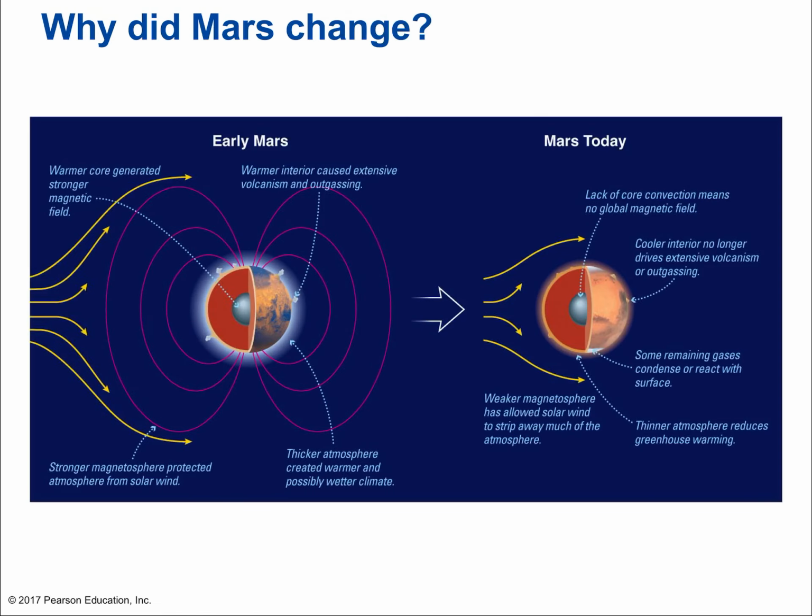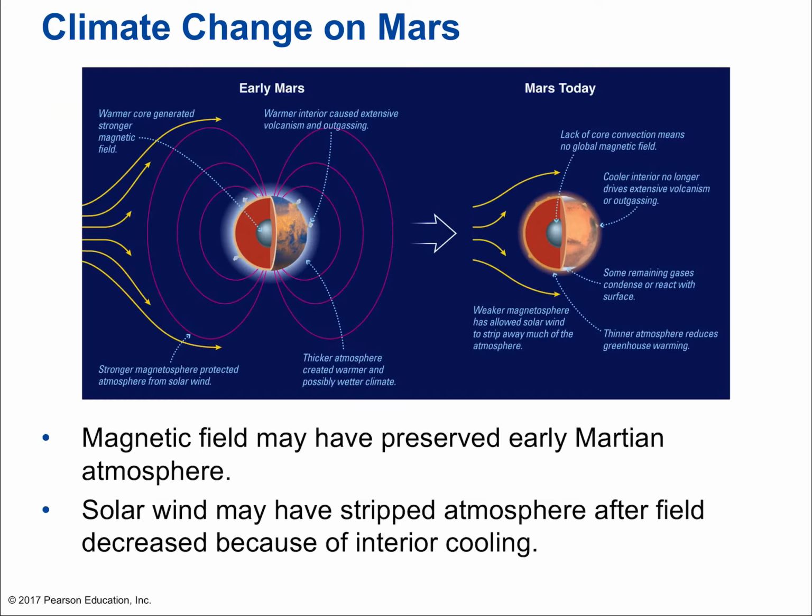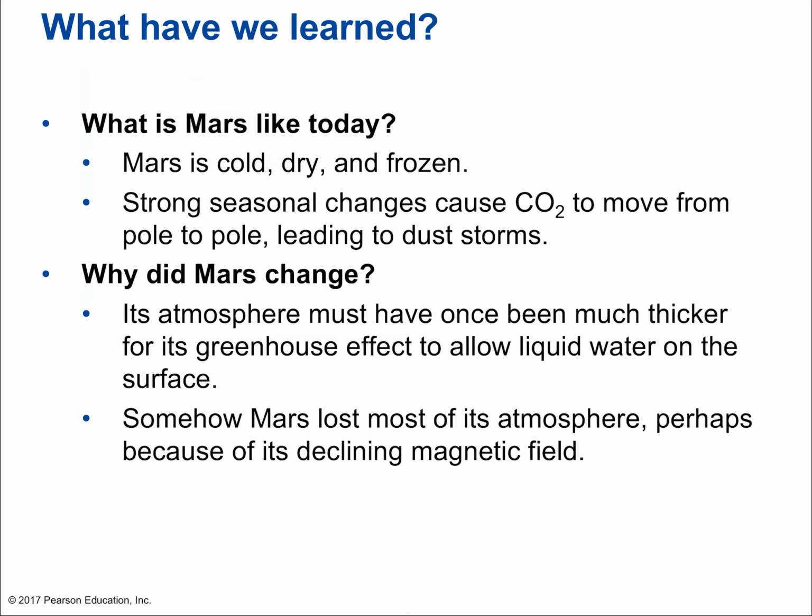Okay? So why did Mars change? Well, Mars has not had widespread surface water for about 3 billion years. Greenhouse effects probably kept the surface warmer before that, and somehow Mars lost most of its atmosphere. Maybe it just lost it because it lost its magnetic field. All right? So the magnetic field may have preserved the early Martian atmosphere, and the solar winds may have stripped the atmosphere after the field decreased because of the interior cooling.